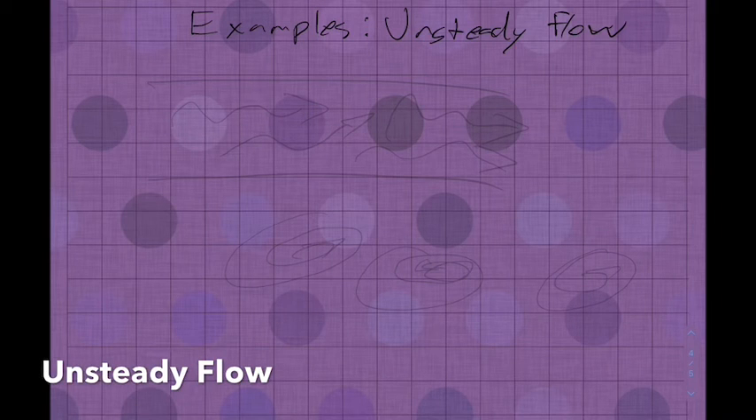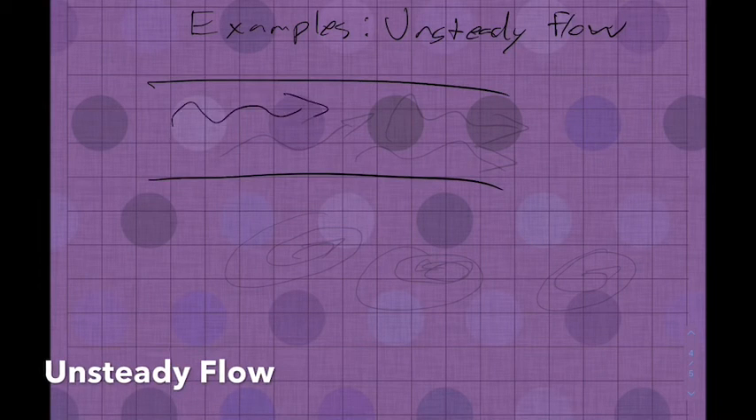Okay, so now I'm going to be going over examples of unsteady flow. If you know what unsteady flow is, it's basically when the particles are very disorganized and swirly and moving in all sorts of directions. Each particle is sort of moving in a different direction than the other ones, so it's not very organized like the previous example.